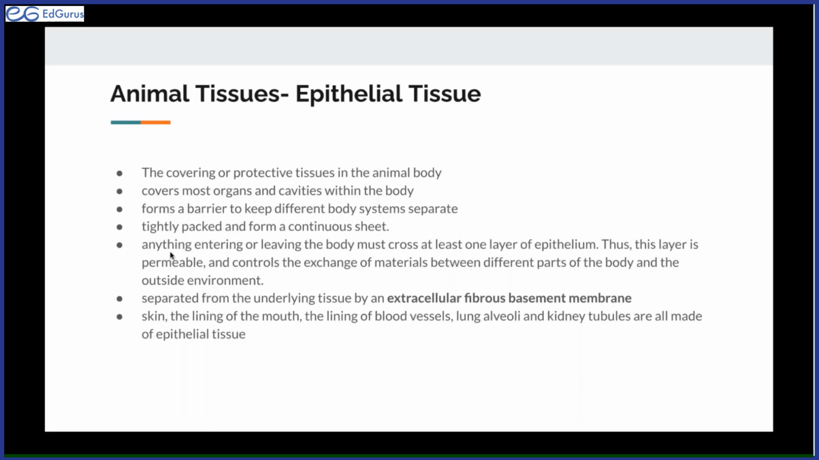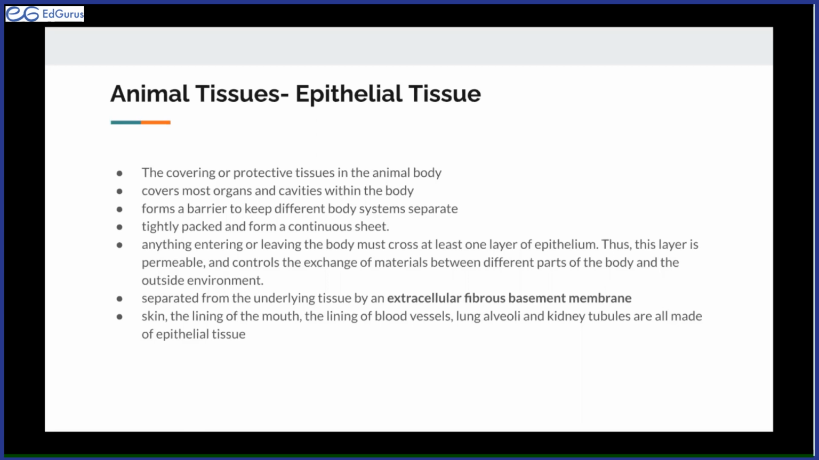And anything leaving or entering the body must cross at least one layer of epithelial tissue. Now, this means that obviously, if any substance was to travel between different organs in the body, or if any substance was to travel from outside the animal to inside the animal, it has to cross at least one layer of epithelial tissue. Why? Because epithelial tissue covers every single organ and covers the animal completely. It is a protective layer. So it has to cross the epithelial tissue to get inside the body or to travel between different parts of the body. So this means that the tissue has to be permeable.